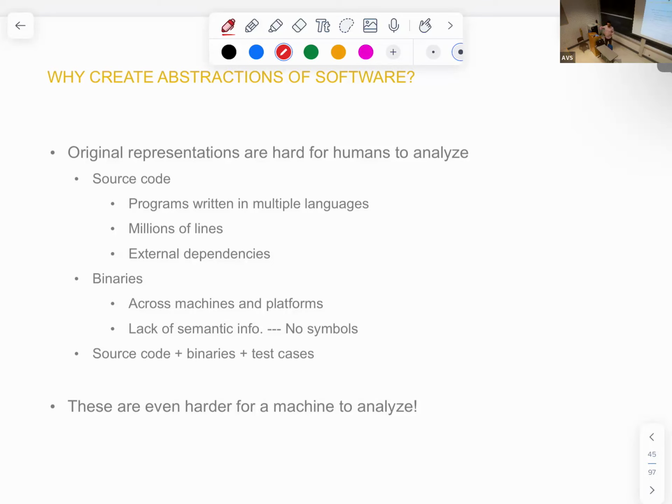So for example, programs are written in many different languages. They have thousands of millions of lines. They have many other dependencies and so on. And if this is at the source code level, if you look at the binary level, this is even worse. There are many different platforms. It's not human readable and so on and so forth. So what we need to do is create some form of understandable model of the software.